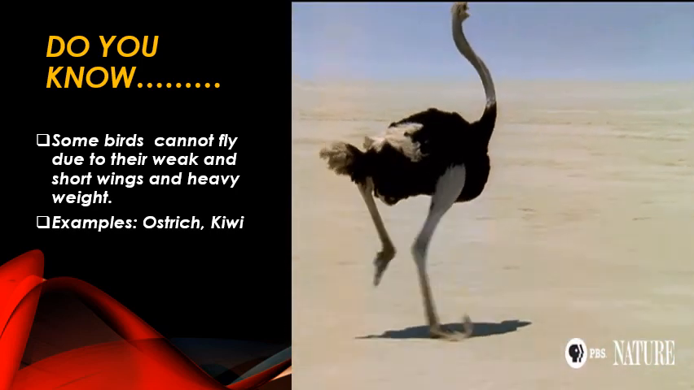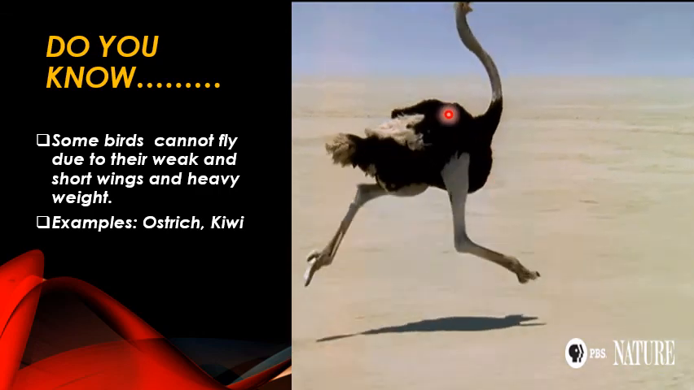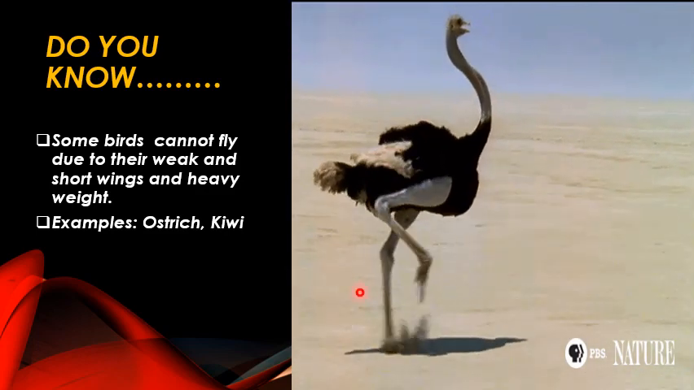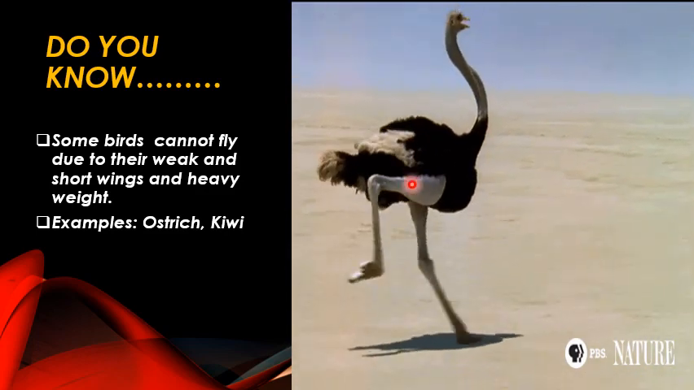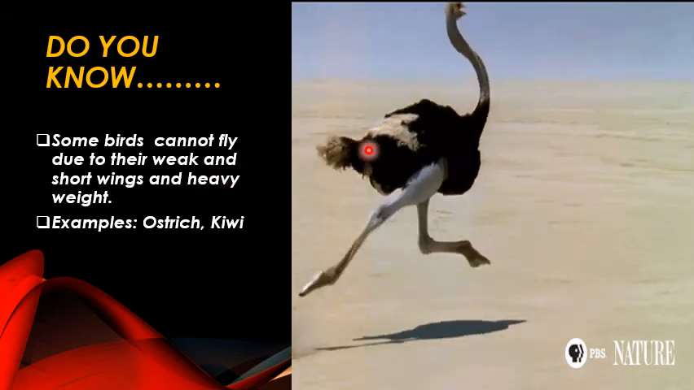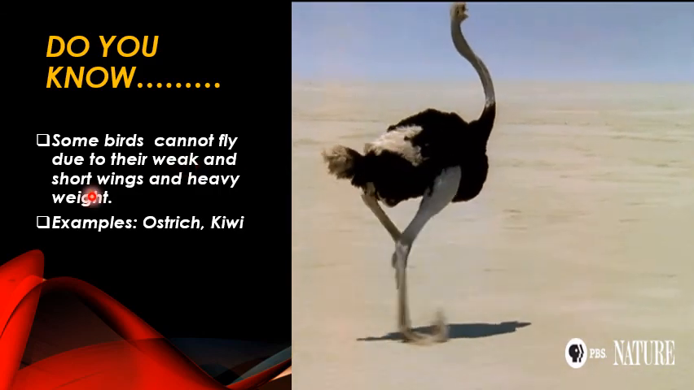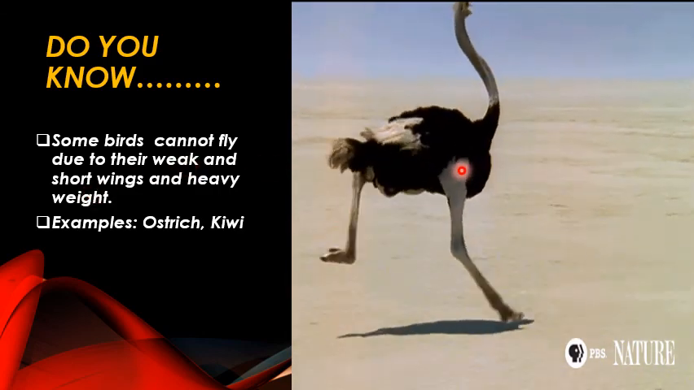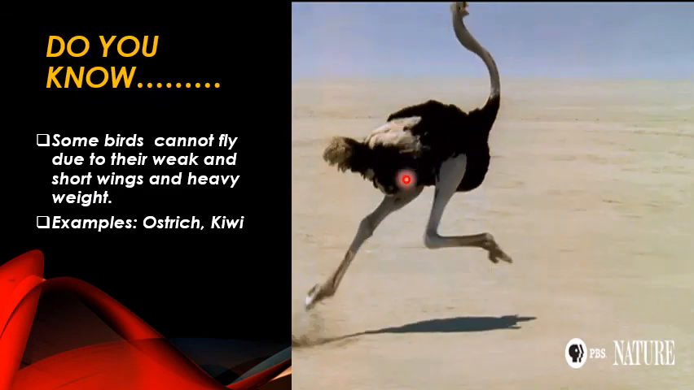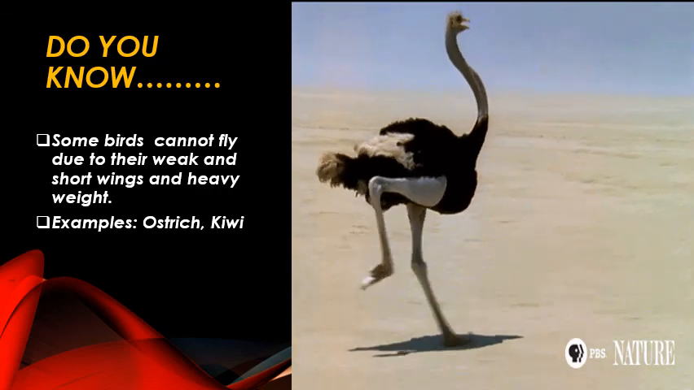Here you can see that this ostrich is running. This ostrich can walk, but it cannot fly. Why can it not fly? Because the body weight of this ostrich is heavy, and the wings it has are weak and short, so it cannot fly. So not all birds can fly. There are birds which cannot fly due to their heavy weight and weak and short wings.